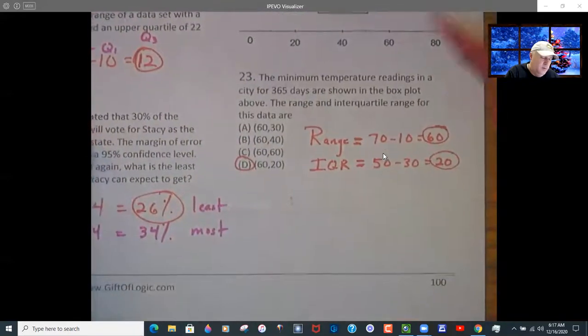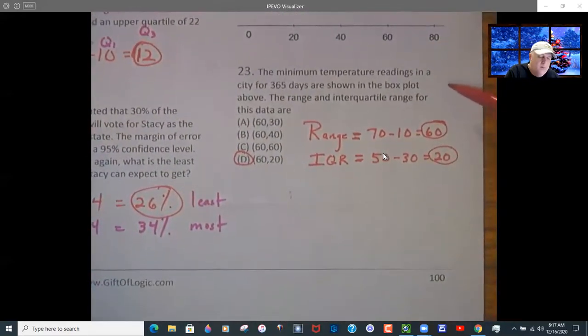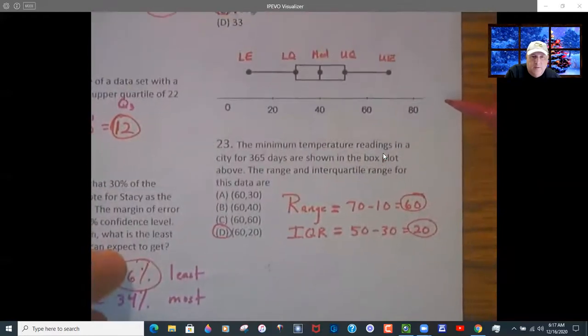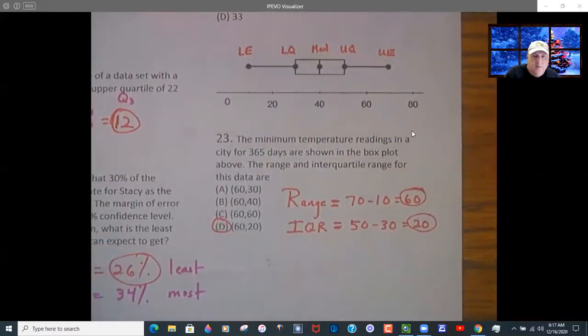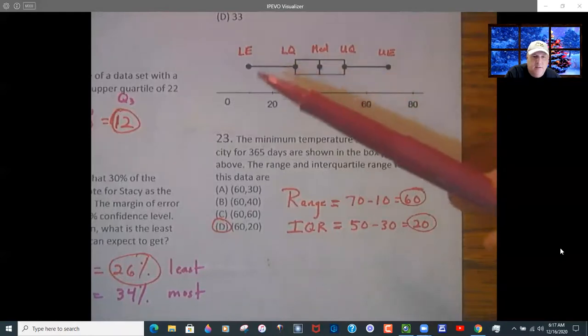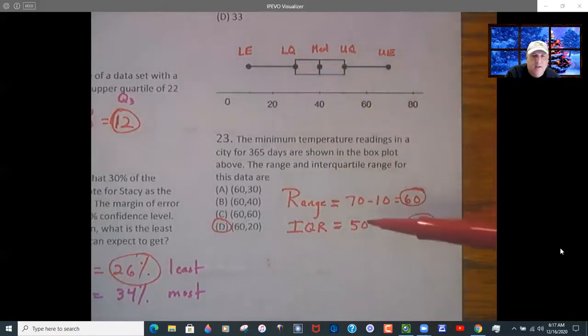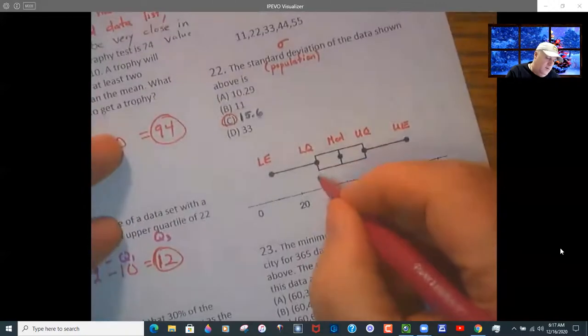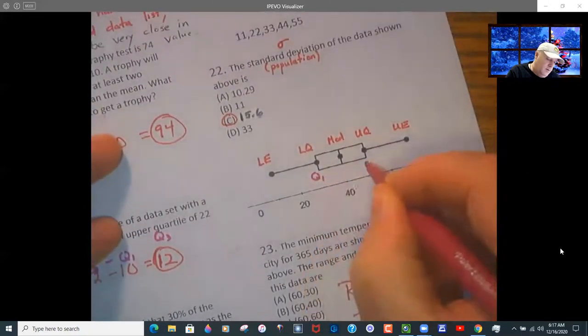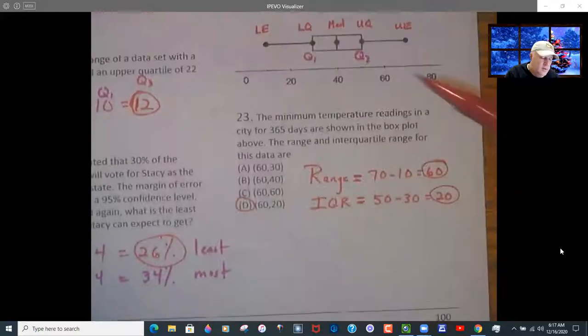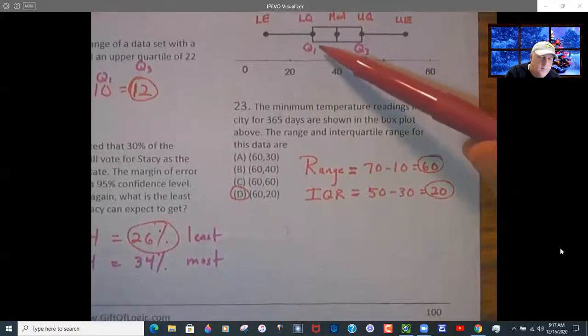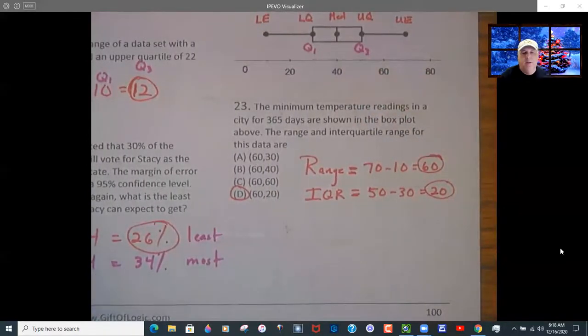And problem 23. Okay, so the minimum temperature readings in the city for 365 days are shown in the box plot. The range and interquartile range. So the range is the upper minus the lower. So about 70 minus 10-ish. And the IQR is Q3, 50 or so, minus Q1, which is 30. And that makes 20. So 60 and 20.